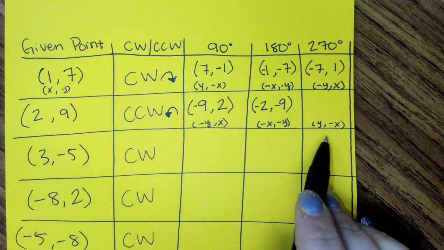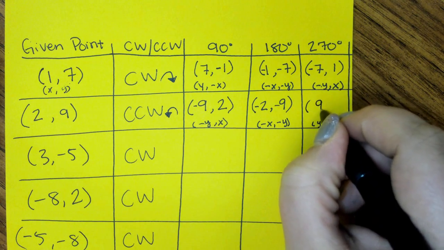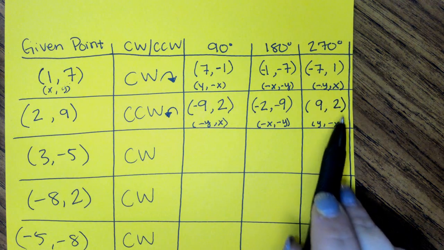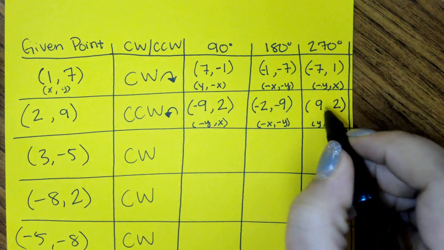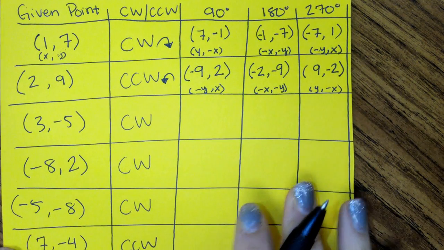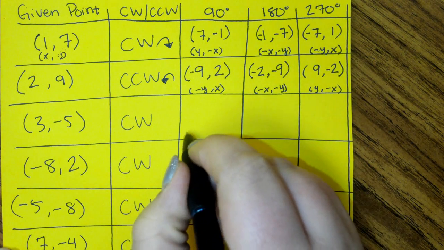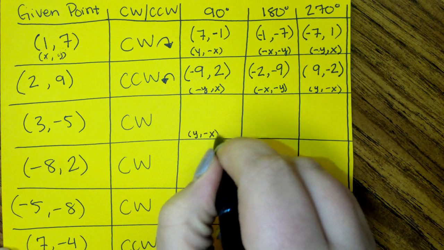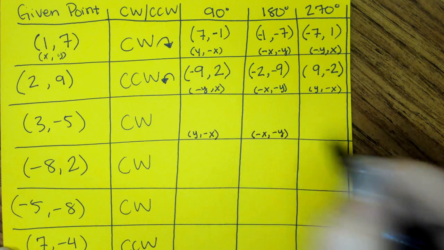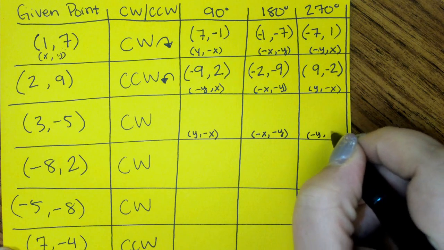For 270 degrees, we're flipping the order of the coordinates. So instead of 2, 9, we write 9, 2. For 270 degrees counterclockwise, you make the second thing opposite. So instead of normal 2, we'll have negative 2. We're at clockwise again. The rule for 90 degrees clockwise is y, opposite x. 180 clockwise or counterclockwise, opposite x, opposite y. 270 degrees clockwise would be opposite y, normal x.